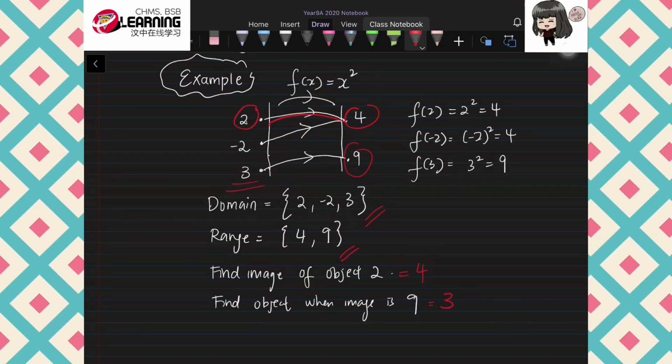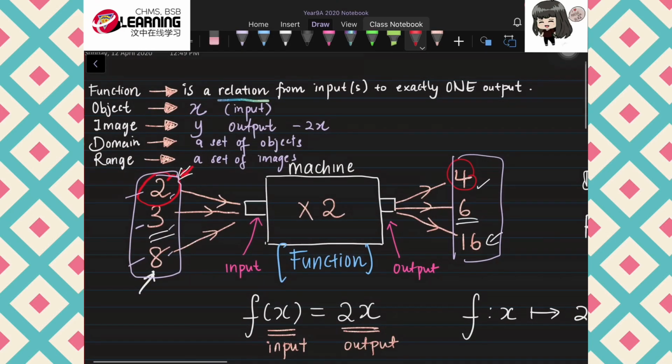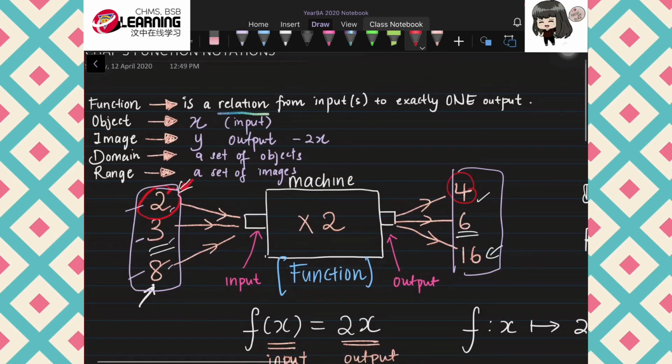Okay, so you have to understand what is object, what is image, what is domain, and what is range. And also function. Imagine a function is just like a machine which relates the input and the output. So this machine is considered a function. The function can be times 2, times 3, square, cube root, any expression. Alright, so object is basically input. Whatever x that you put into the function, it will generate and give you an output. So object and image are basically your input and your output, right?